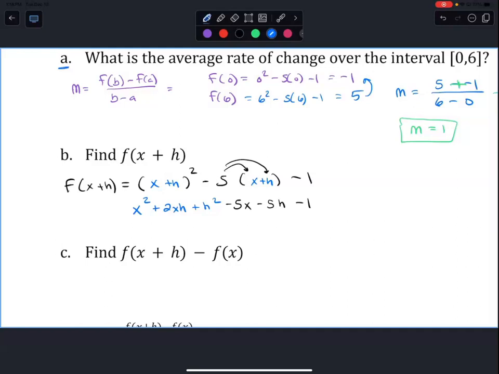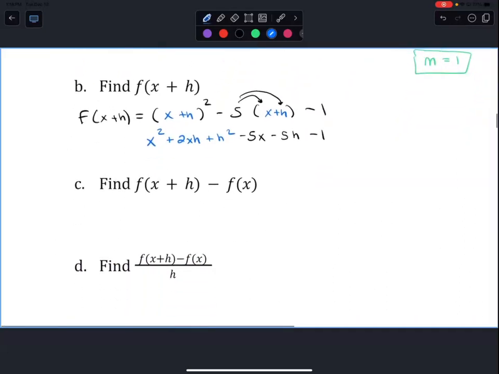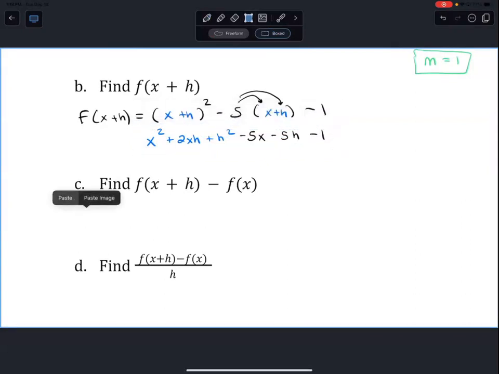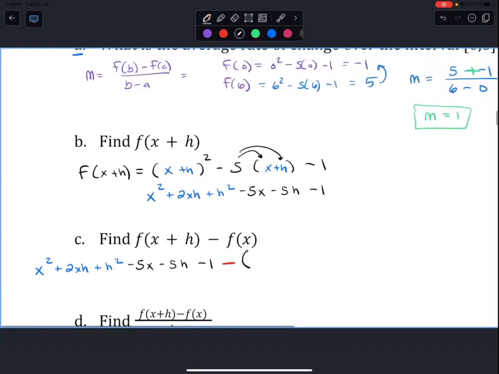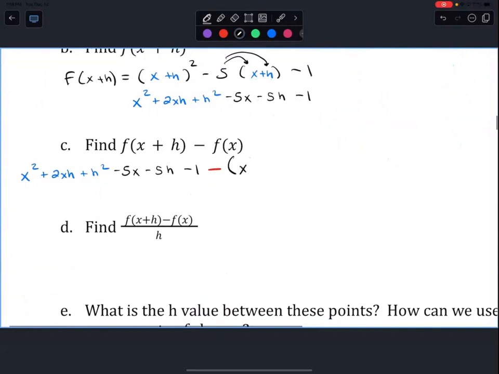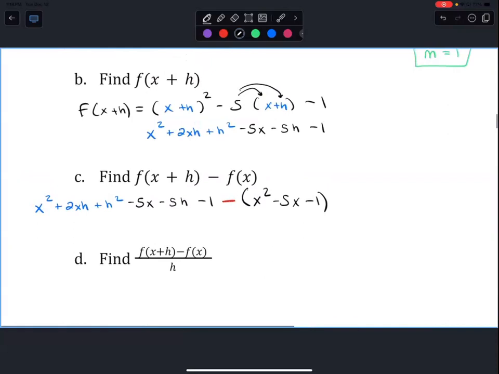The second part of my numerator, I'm going to take all that, and then I'm going to subtract my original function from there. So I'm going to take what I have, and I'm going to subtract, and I'm going to put this in red to make sure you distribute. And my original function we said was x squared minus 5x minus 1. So x squared minus 5x minus 1. All right, so that's f of x.